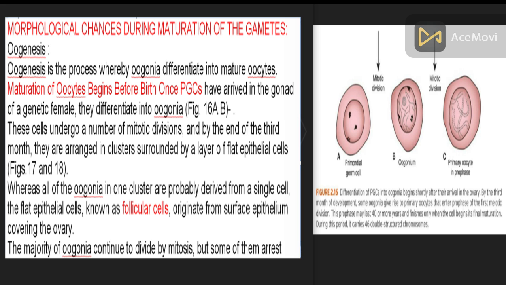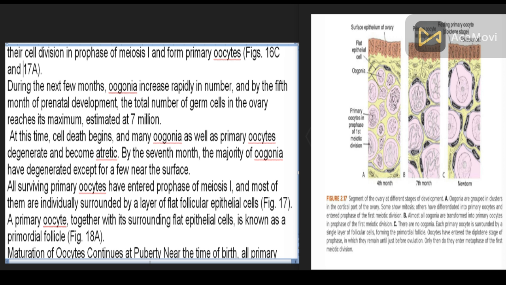These cells undergo a number of mitotic divisions, and by the end of the third month, they are arranged in clusters surrounded by a layer of flat epithelial cells, Figs. 17 and 18. Whereas all of the oogonia in one cluster are probably derived from a single cell, the flat epithelial cells, known as follicular cells, originate from surface epithelium covering the ovary. The majority of oogonia continue to divide by mitosis, but some of them arrest their cell division in prophase of meiosis I and form primary oocytes, Fig 16c and 17a.